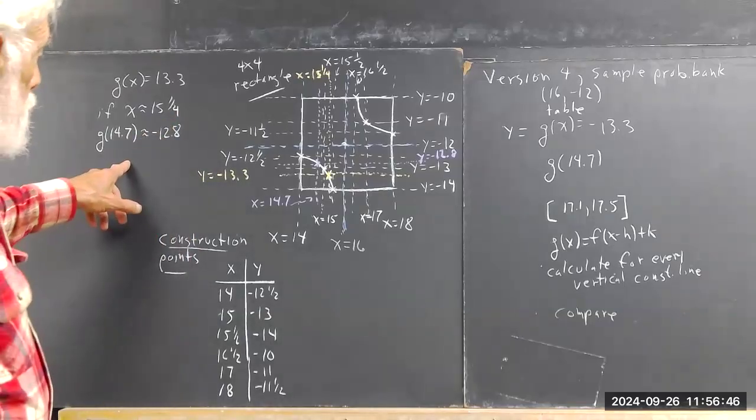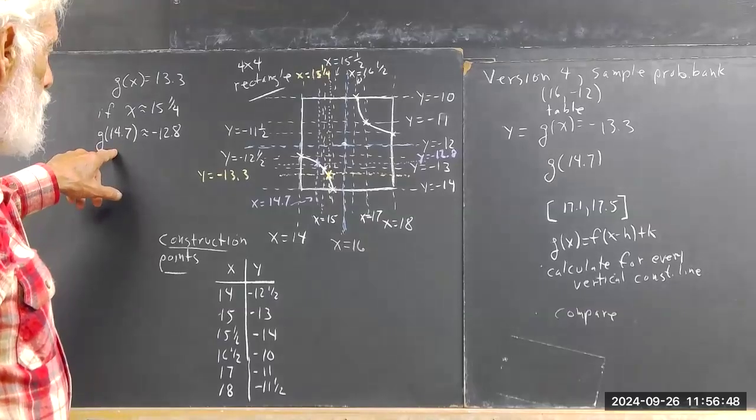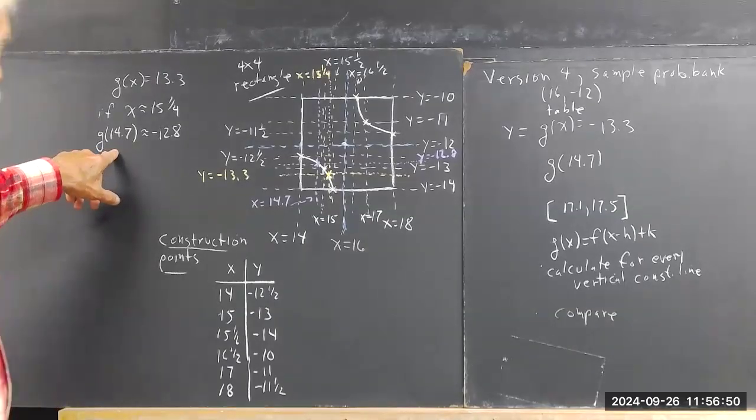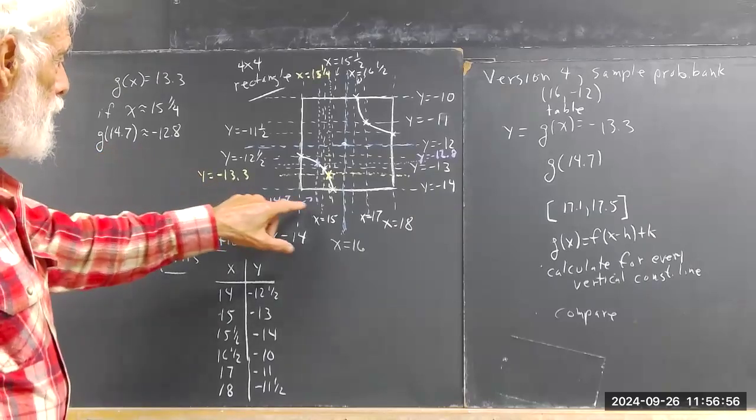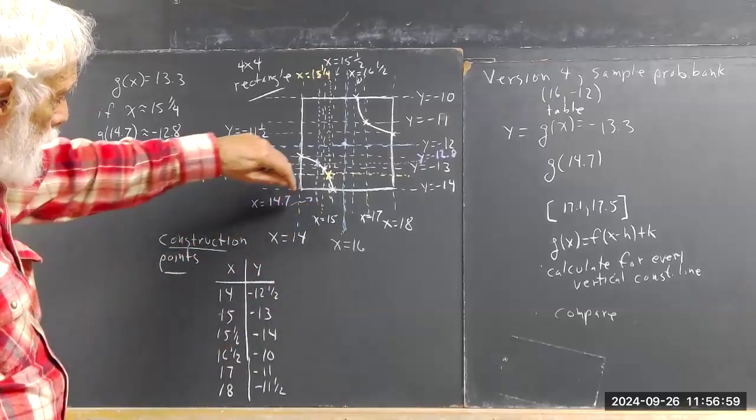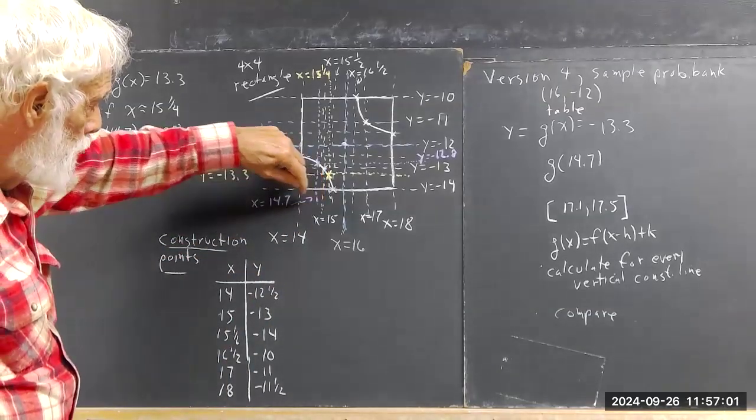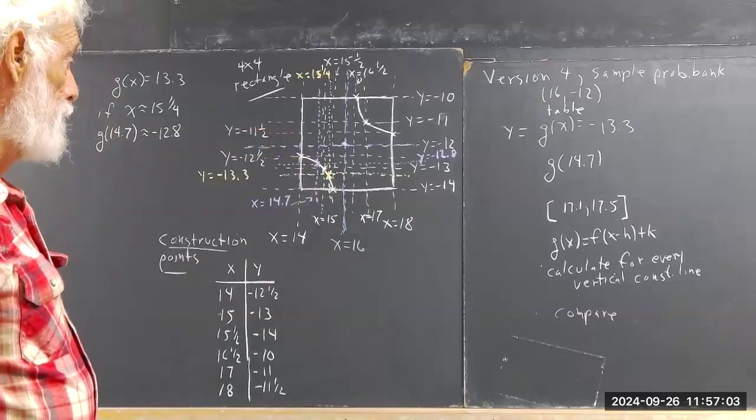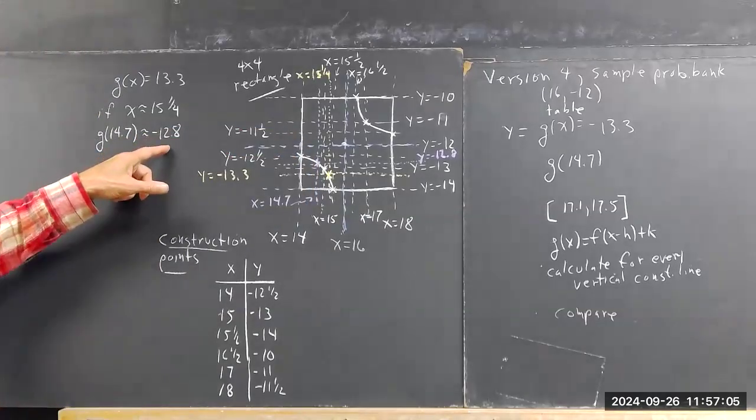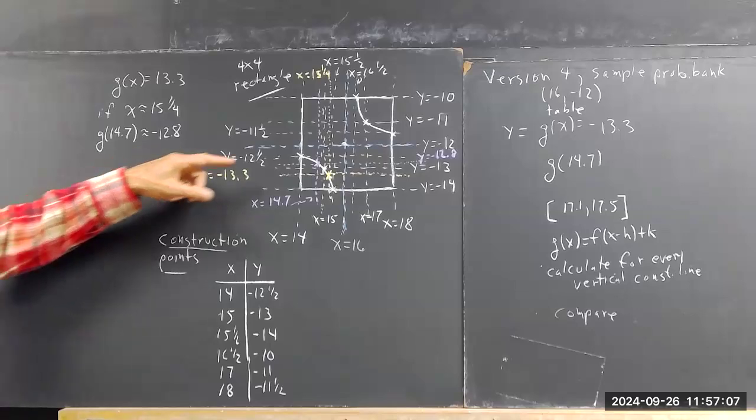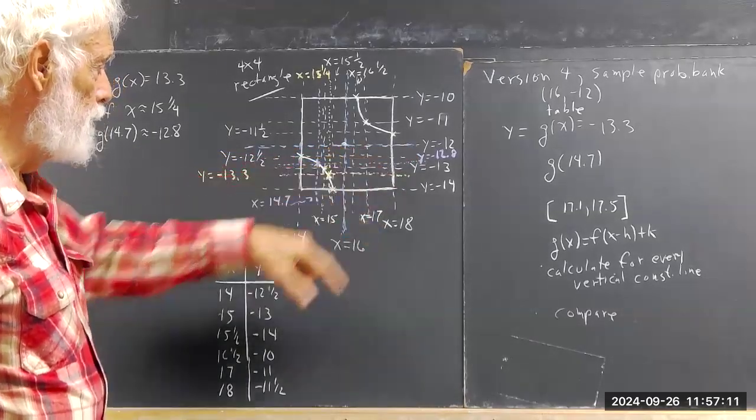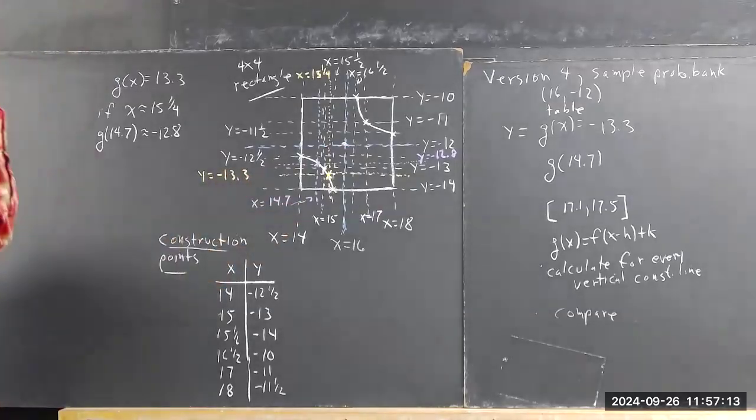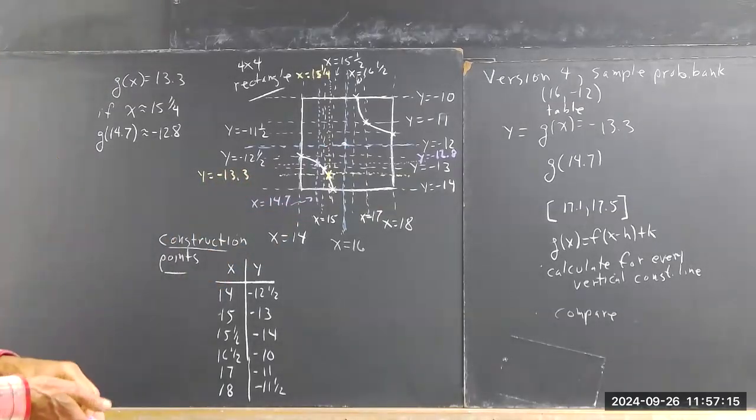Again, let's make sure. It should be in the line x equals 14.7 and the line y equals negative 12.8. This is the line x equals 14.7. That's going to be closer to 15 than 14, so it'll be something like this. And negative 12.8, y equals negative 12.8. That's between negative 12 and a half and negative 13. 12.8 looks just about right.